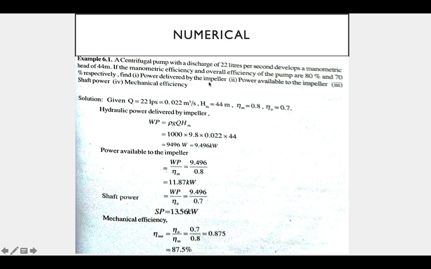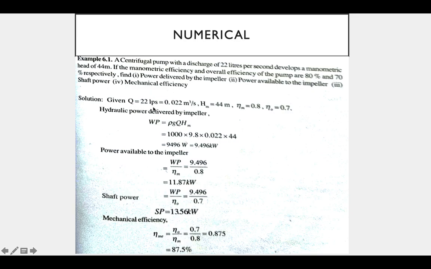Next is a simple numerical problem on a centrifugal pump. A centrifugal pump with a discharge of 22 liters per second develops a manometric head of 44 meters. So discharge and total manometric head are available. If the manometric efficiency and overall efficiency of the pump are 80% and 70% respectively, find the power delivered by the pump, power available to the impeller, shaft power and mechanical efficiency.